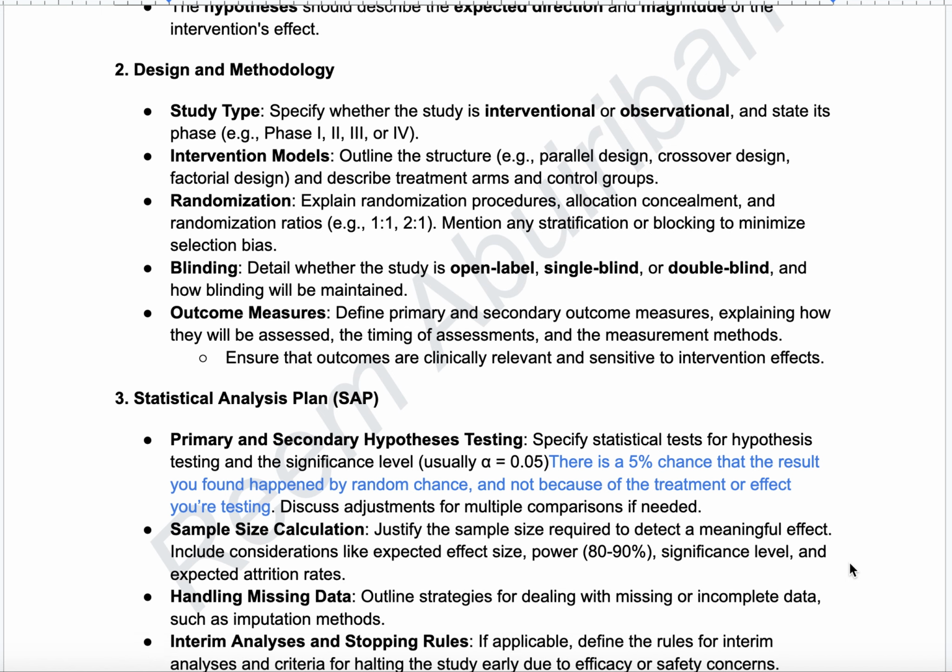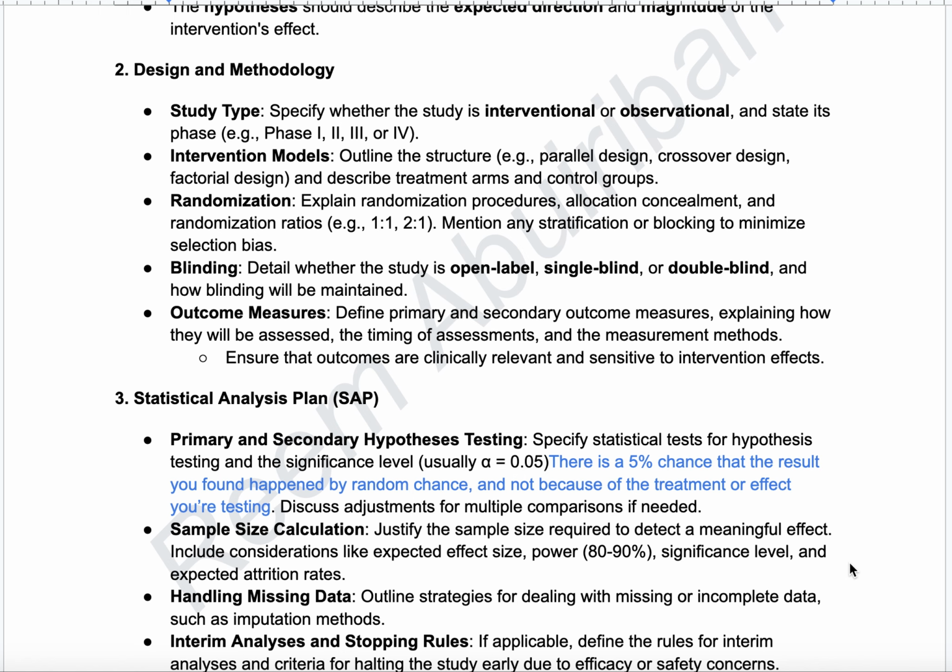The second thing is the design and methodology. Study type: specify whether the study is interventional or observational, and state if it's phase 1, 2, 3, or 4. Intervention models outline the structure, like parallel design, crossover design, or factorial design, and describe the treatment arms and control groups. Randomization: explain randomization procedures, allocation concealment, and randomization ratios. Mention any stratification or blocking to minimize selection bias.